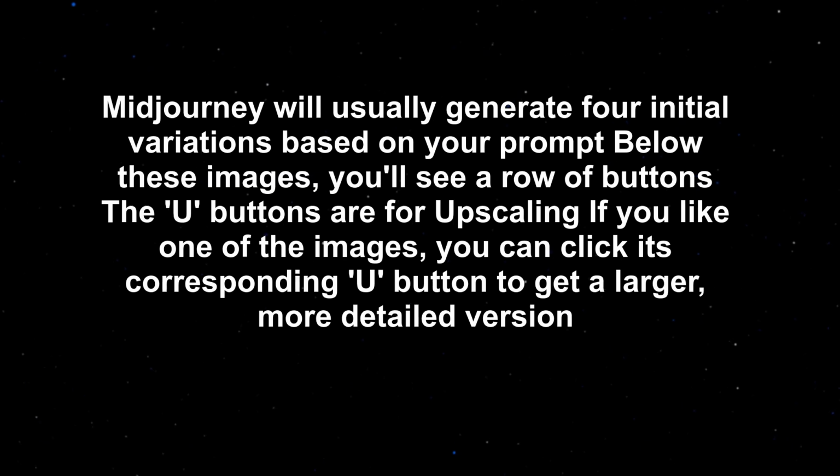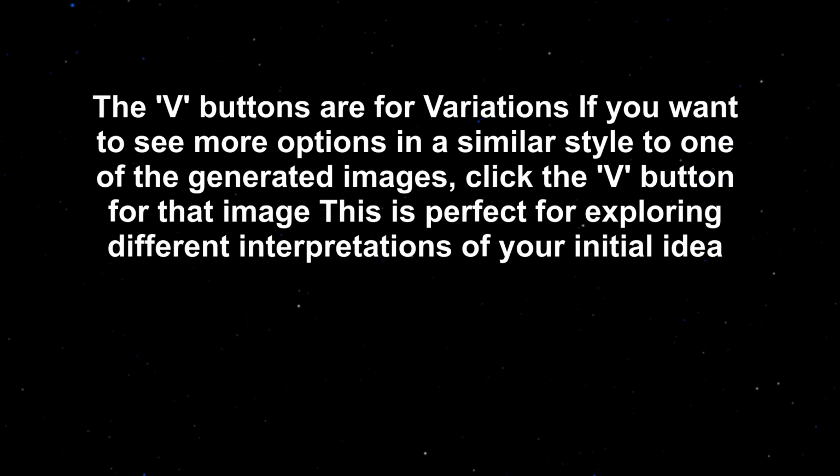Midjourney will usually generate four initial variations based on your prompt. Below these images, you'll see a row of buttons. The U buttons are for upscaling. If you like one of the images, you can click its corresponding U button to get a larger, more detailed version. The V buttons are for variations.